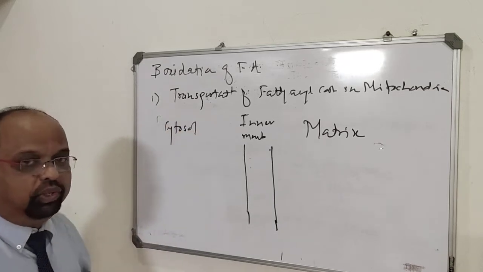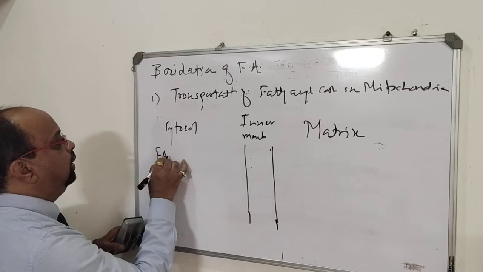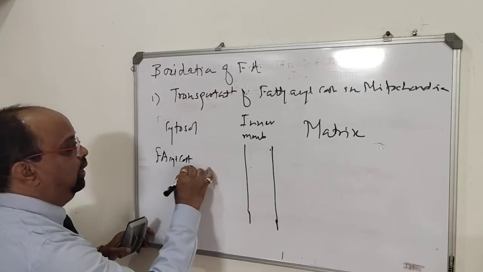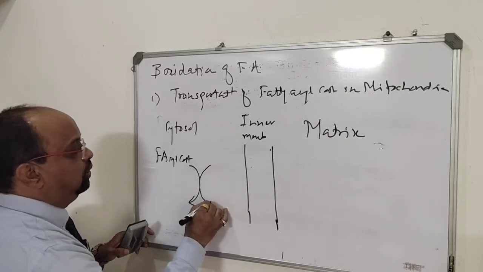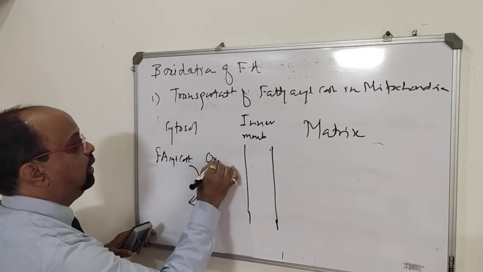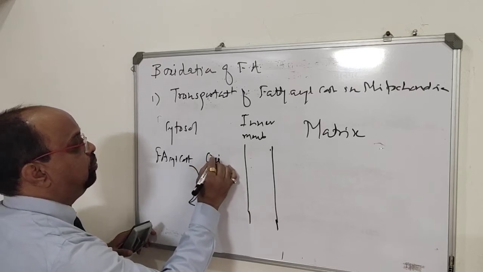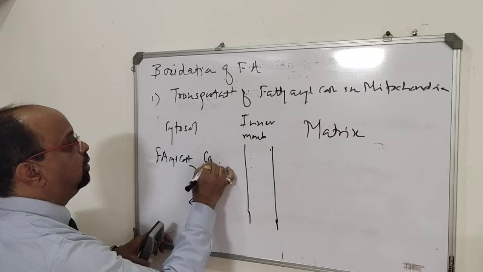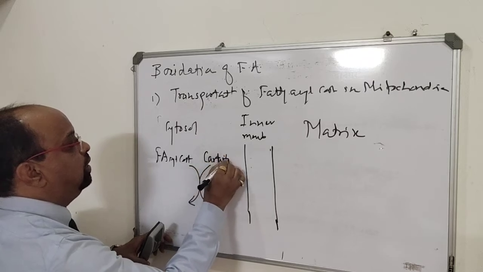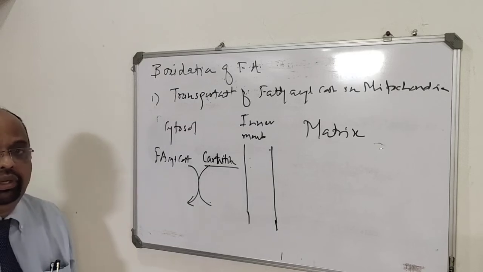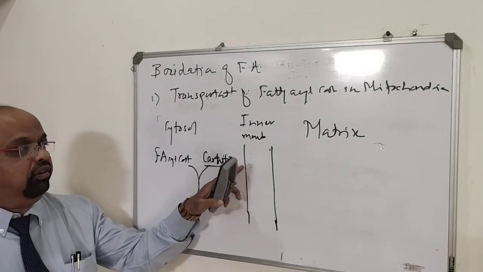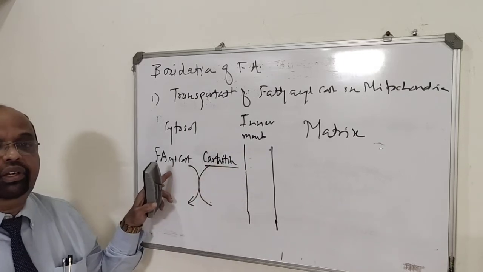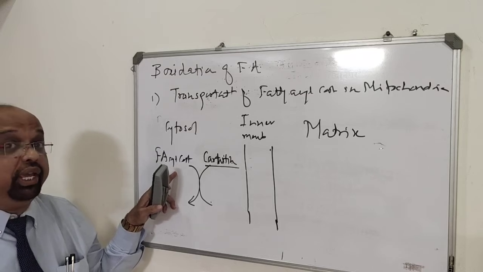and this is the cytosol. So this fatty acyl CoA reacts with one carrier, that is called carnitine. Now this carnitine, which is located at the outer surface of the inner membrane, reacts with the activated fatty acid, that is the fatty acyl CoA.